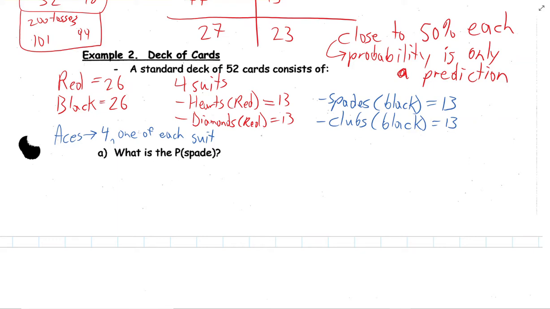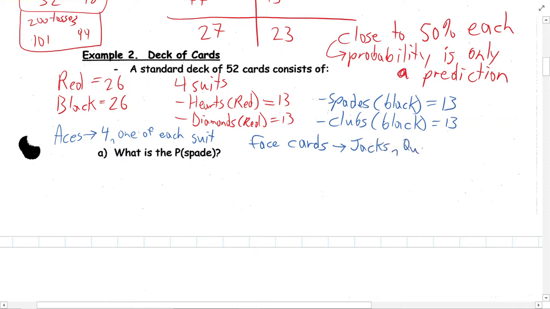Face cards. So face cards, they have a face on it. So your face cards are your jacks, your queens, and your kings. Those cards all have a face on it, and so those are the face cards. Those are the cards you call face cards.